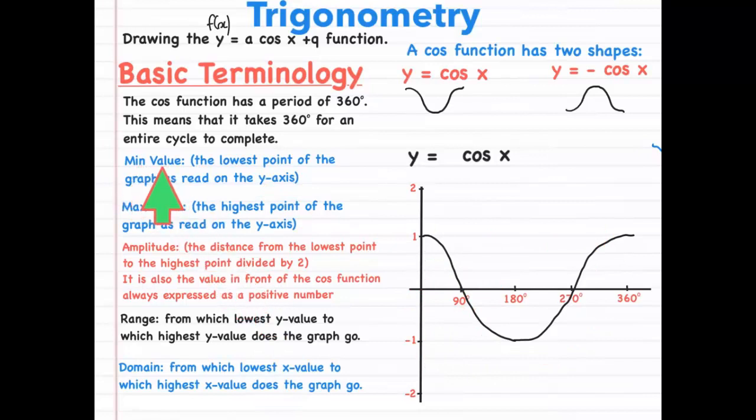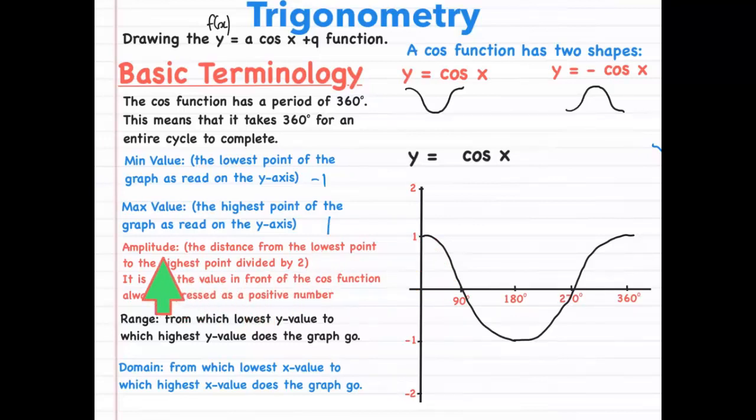Now what is the minimum value? That is the lowest point of the graph as read on the y-axis. So that's the lowest point. So we just go horizontally to the y-axis. There it is. So the minimum value is -1. Okay, great. Then what's the maximum value? That's the highest point of the graph as read on the y-axis. That's the highest, and that's the highest, and if we read it off on the y-axis, it's a 1. So I can write here it's a 1.